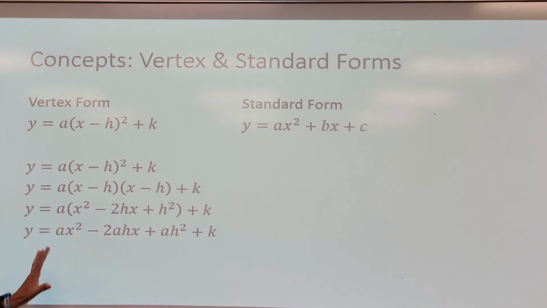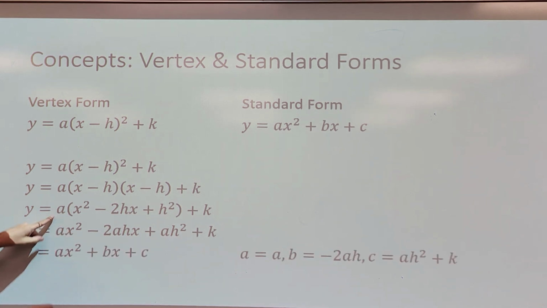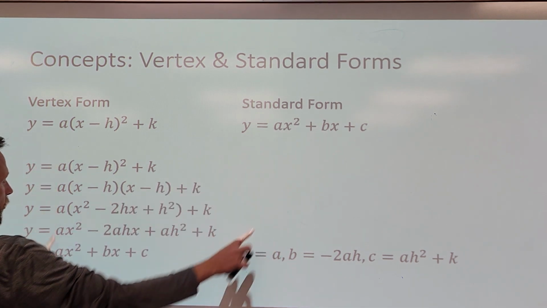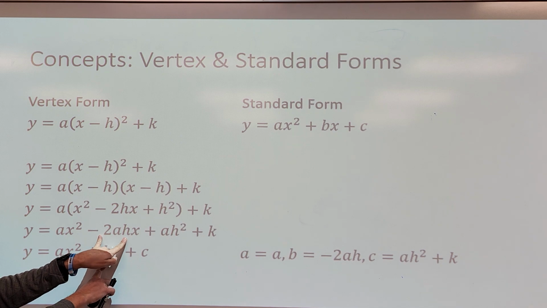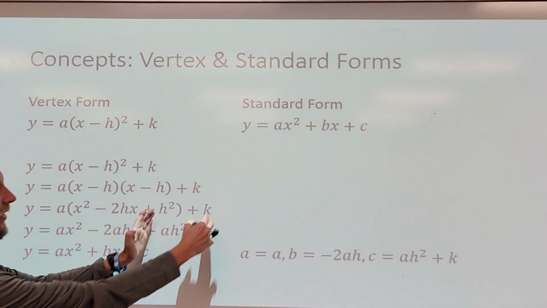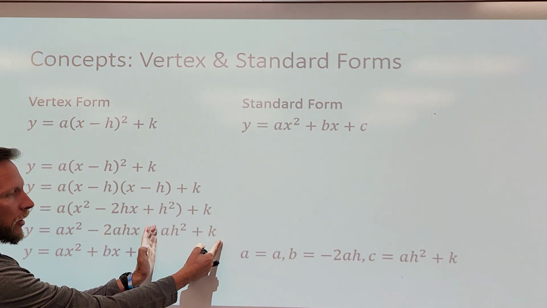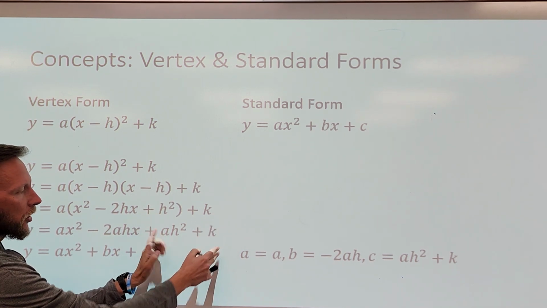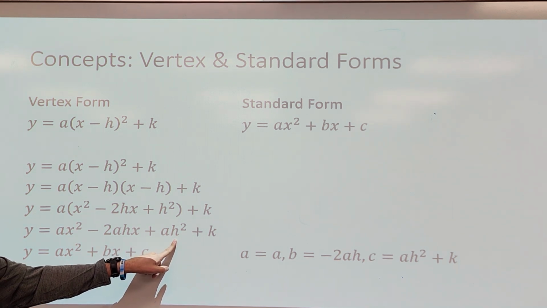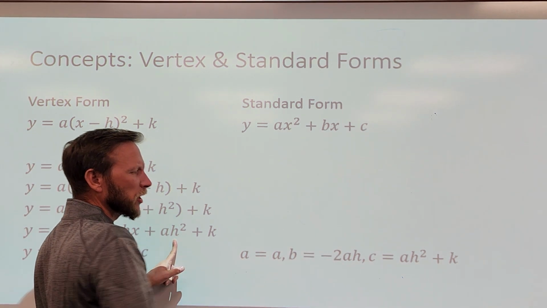So working this through algebraically and expanding it out, we find that a here is the same as the a there. These are the same a's. But the b value is this negative 2ah, 2 times a times h. And then the c value is this whole sum, ah squared plus k. And this h squared is, again, we know what h is in terms of the b. At least we can solve that.